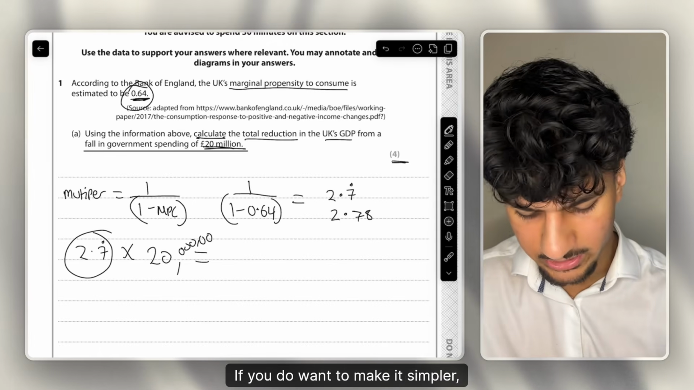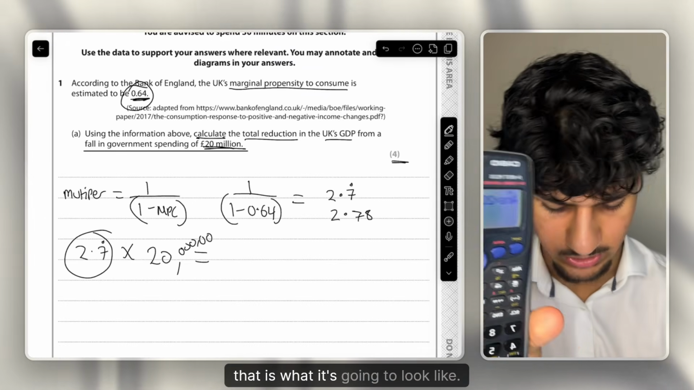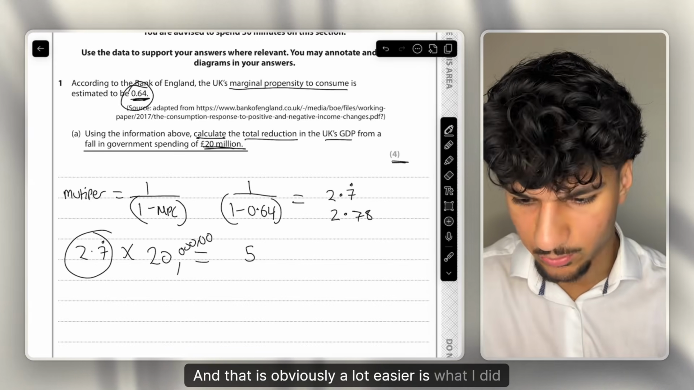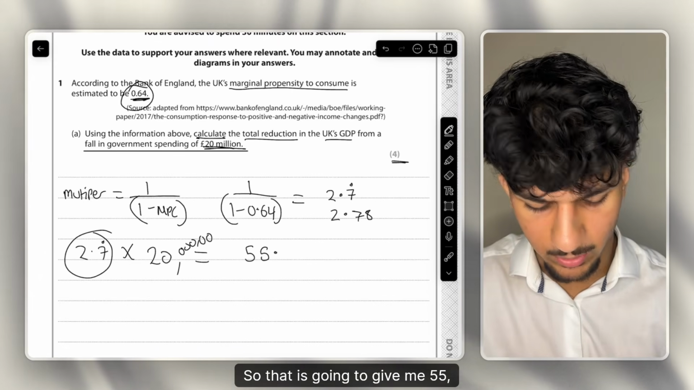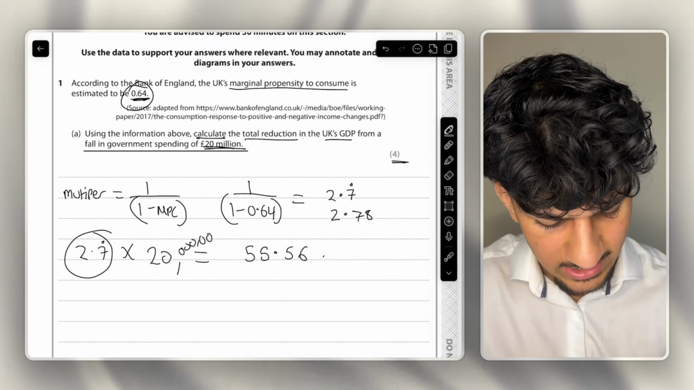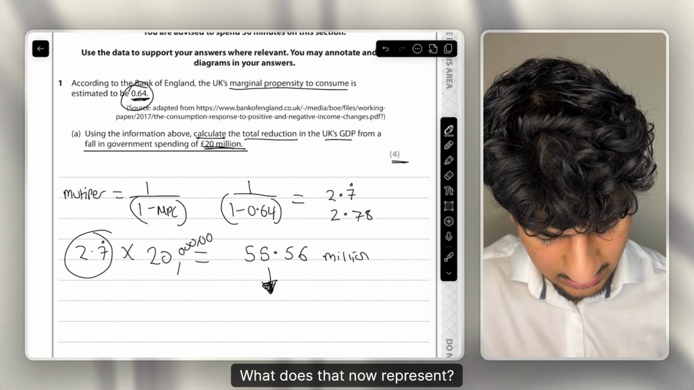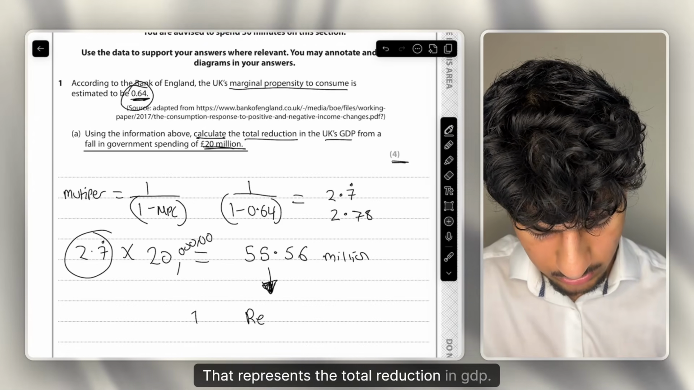If you do want to make it simpler, you can obviously just times it by 20. And that, if you times it by 20, that is what it's going to look like. And that is obviously a lot easier, than what I did originally. So that is going to give me 55.5 recurring. So I'm going to have 55.56. And of course, that is in millions. And what does that now represent? That represents the total reduction in GDP.